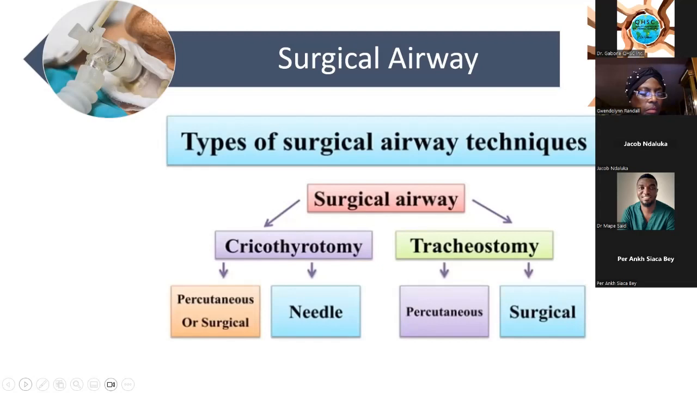So most of the time, this is done in a situation where I have a difficult airway. I try to ventilate the patient by a mask, and I fail. I try to intubate the patient, and I fail. So the last option is surgical airway, also called a FONA. FONA is the front of neck airway. So you bypass the intubation part of the laryngoscope, and you go direct to the front of the neck where you will have access to the trachea. So the next slide.